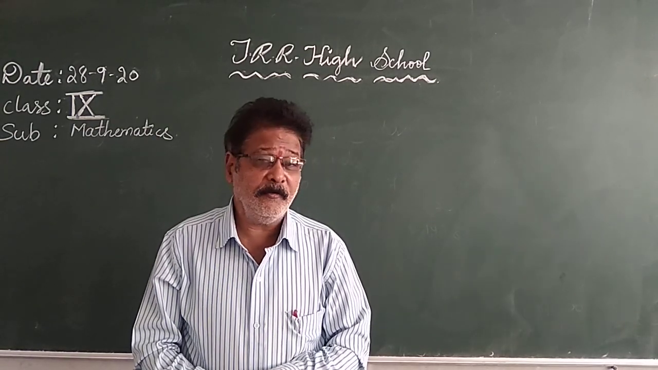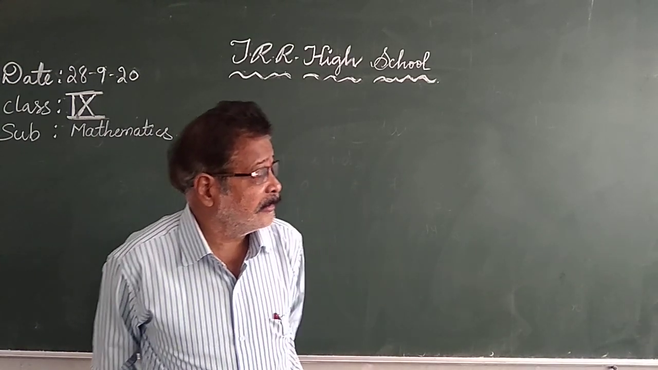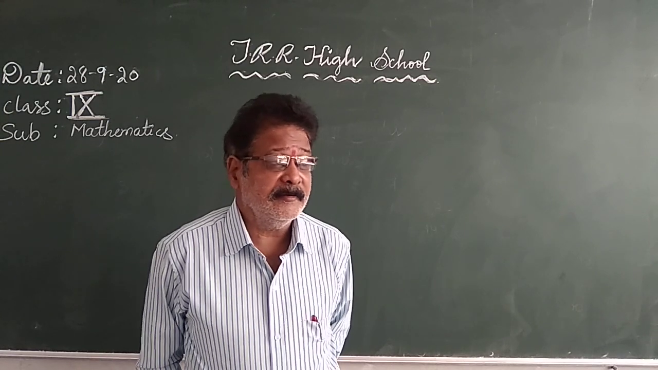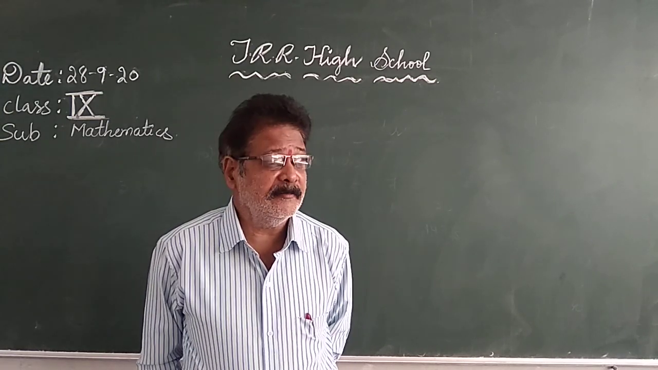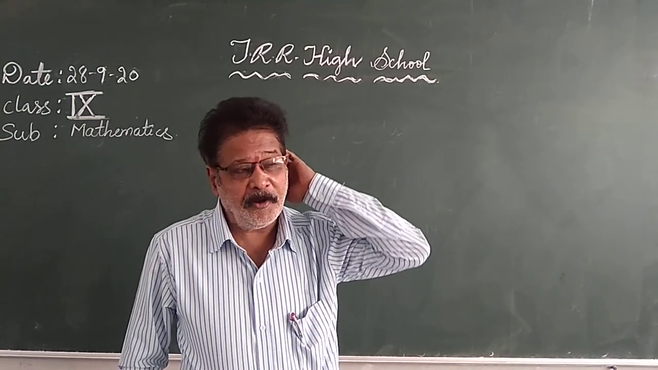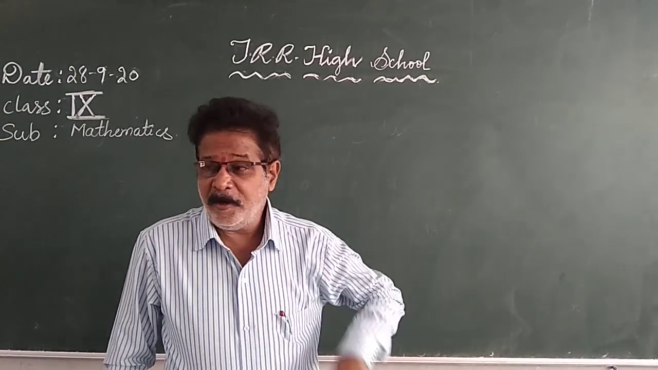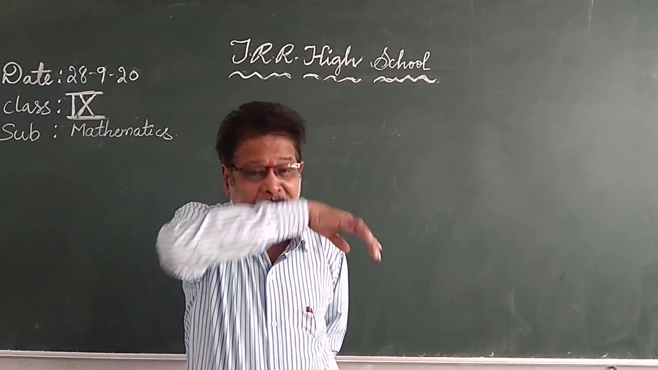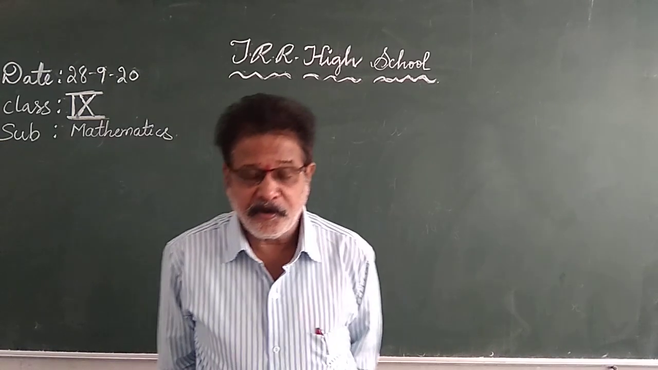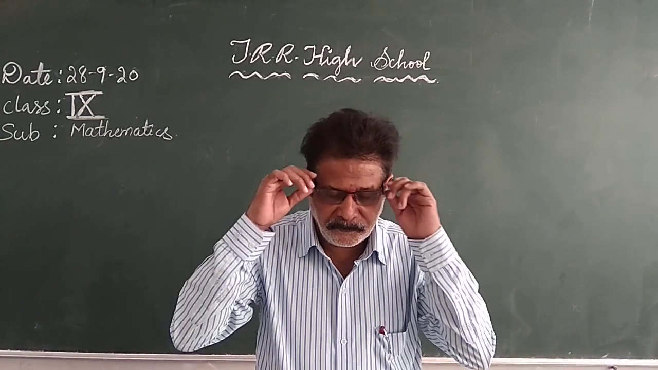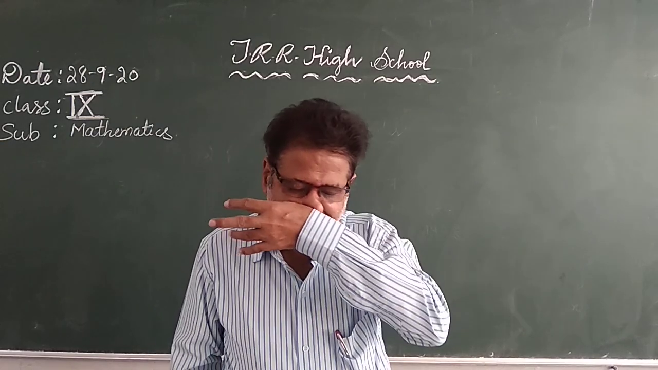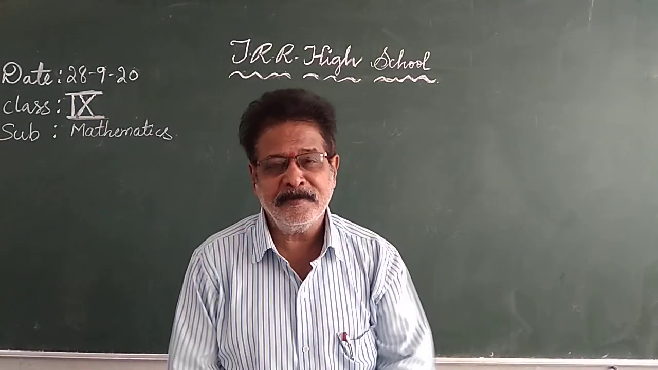So far we have completed the rational and irrational numbers, and how to rationalize the irrational numbers, rationalizing numerators and denominators, and how to find the square roots of the binomials. That is all we have learnt. So the real numbers chapter is over. Now we go for another chapter, that is the second chapter of your textbook.